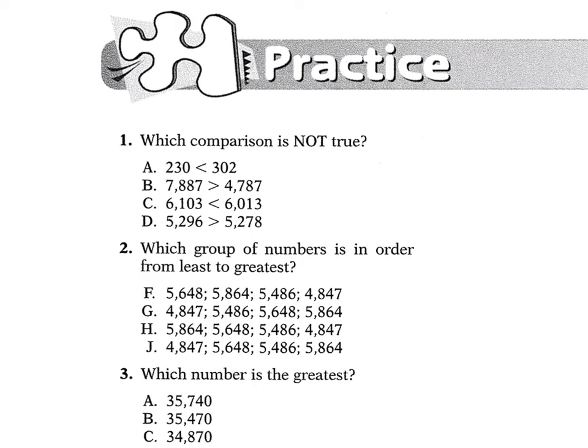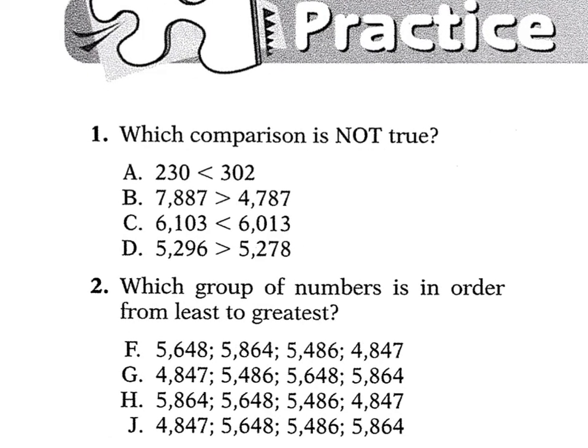For number 1, here we're comparing. So which comparison is not true? So we have 230 is less than 302. That's true. 7,000 is going to be greater than 4,000. So this is true. Next, we have 6,103 and 6,013. Here, this one's not true because looking at our second place here, because the 6's are the same, so we can cancel those out. We have 1 is greater than 0, so this would have to be greater.